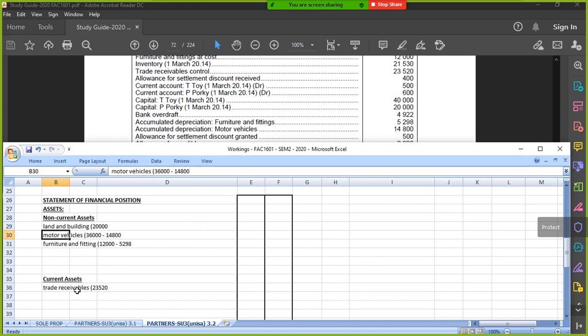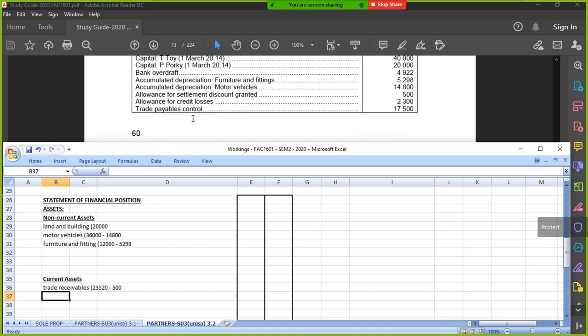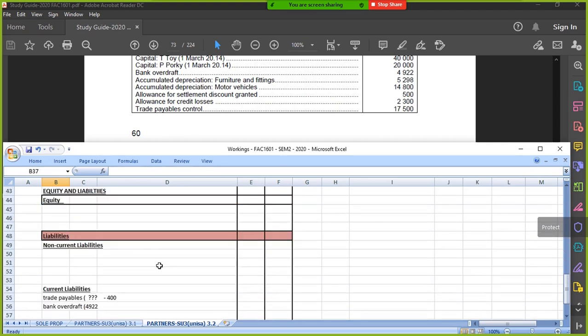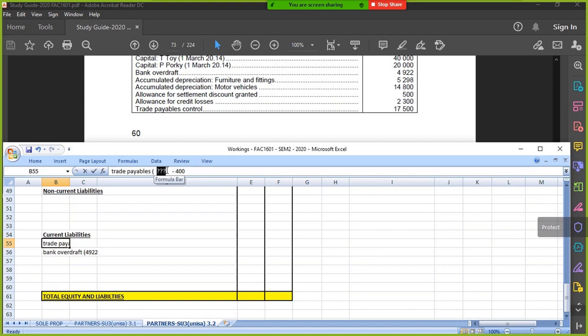Who does that affect? Your debtors. Does it make sense? Discounts are granted to your debtors, right? Yes. Okay, what else? Allowance for credit losses. Allowance for credit losses comes off your debtors. So trade receivables minus 2,300. Okay, it's an allowance for bad debts. Trade payables control account 17,500. Okay, earlier I didn't have a figure here. Now I have it. 17,500.